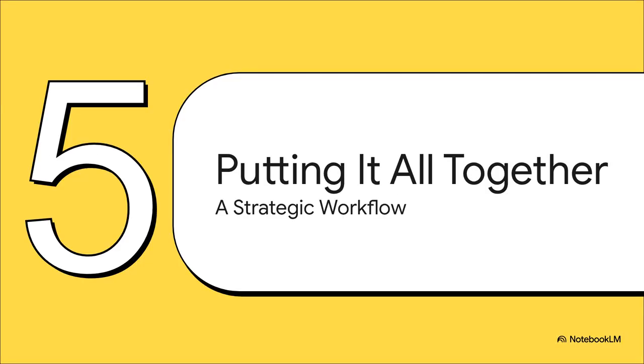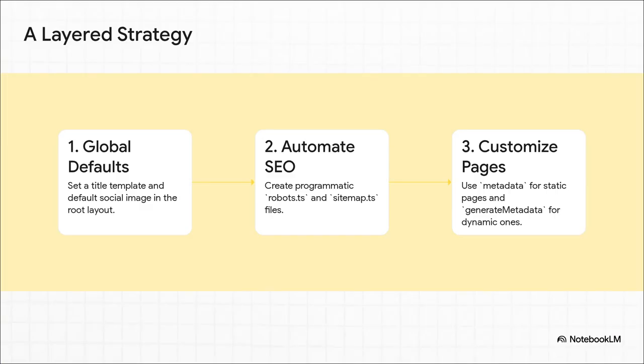Okay, we have covered a lot of ground. We talked about the config-based method, the file-based method, and all the social media rules. So now, let's put it all together into one simple, actionable game plan. Here's the workflow. Step 1. Set your global defaults. That means your title template and your default social image for a consistent brand experience. Step 2. Automate your core SEO files using robots.ts and sitemap.ts. Get that out of the way. And finally, Step 3. Go page by page and add specific, custom metadata for each one, using the right tool for the job. This layered approach is really the key to a system that's easy to scale and maintain.